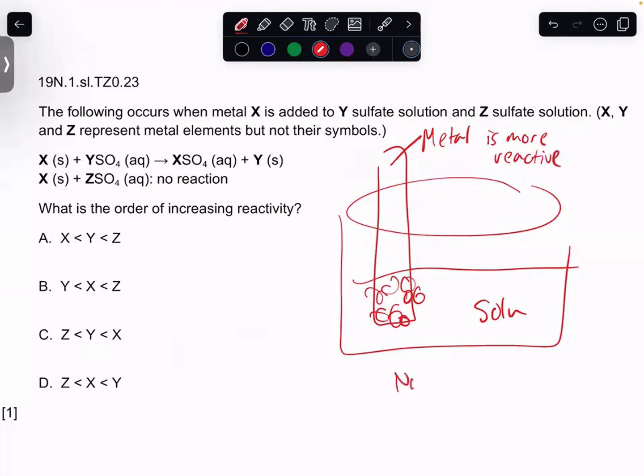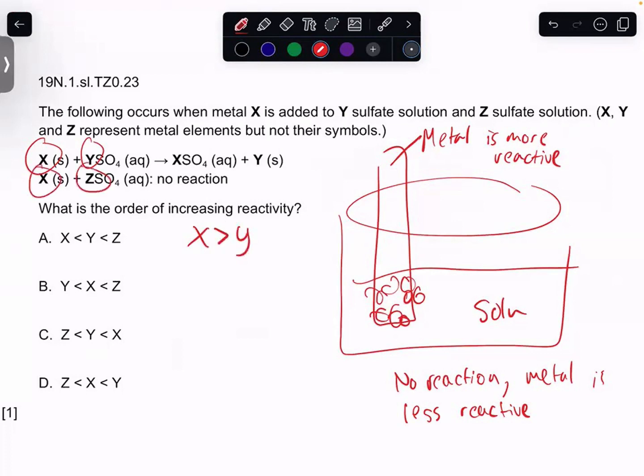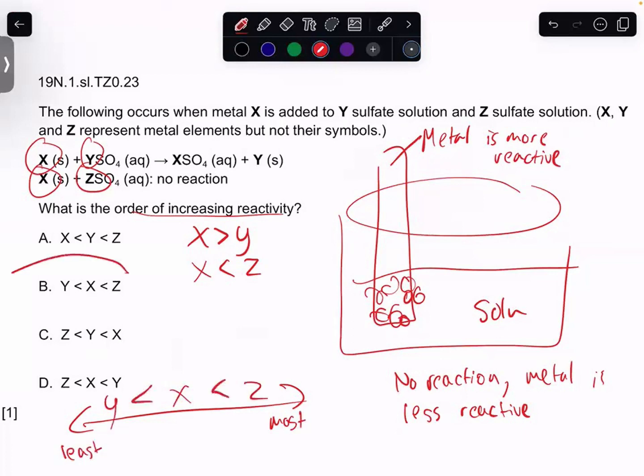Therefore, if it doesn't react, no reaction, the metal is less reactive. And that's just the inverse of the first statement. If metal reacts, it's more reactive. So when we see X and Y have a reaction, we know X is more reactive than Y. When we see X and Z don't have a reaction, we know X is less reactive than Z. So it says increasing reactivity. X is in the middle, Y is less reactive, Z is more reactive, and that gives us B.